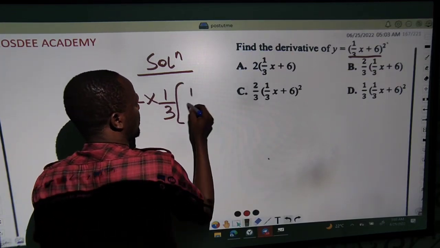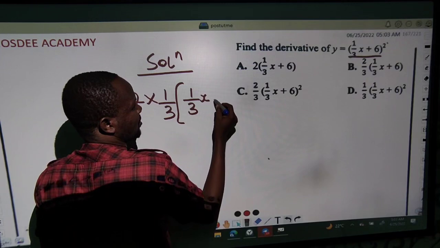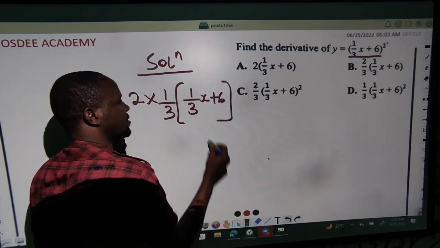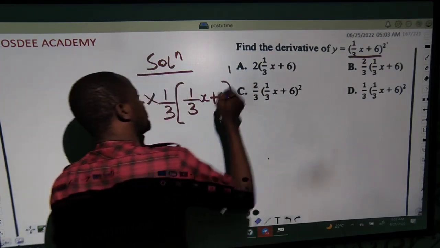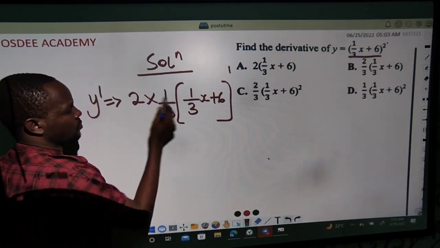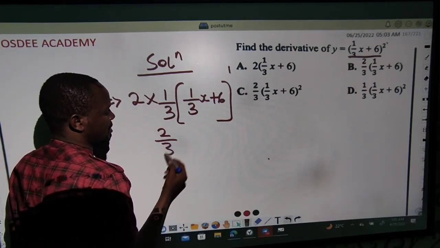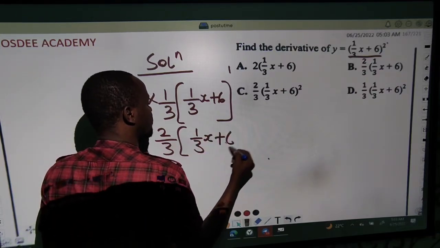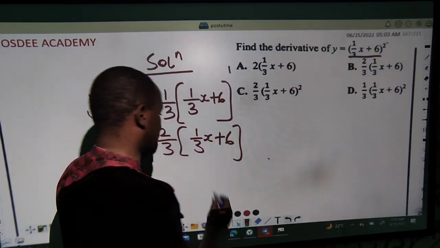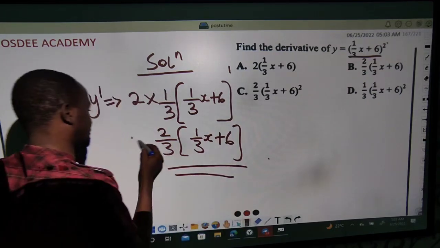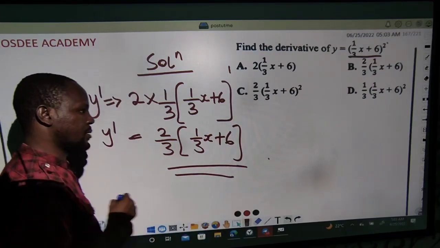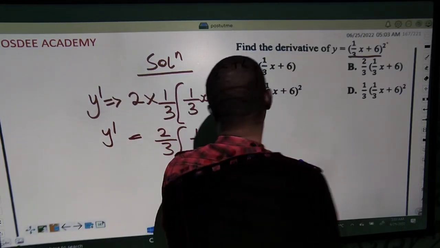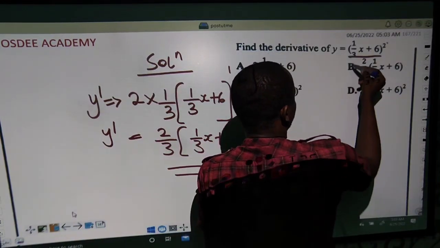Then you have 1 over 3x plus 6. Repeat the bracket, and subtract 1 from the power, so we put 1. So that's the way we do it. 2 times 1 is 2 over 3. Then the bracket 1 over 3x plus 6. You don't need to write the 1 because anything raised to power 1 is still that thing. And this is the dy/dx, which is also called y prime or d by dx. I think the option is similar to B.